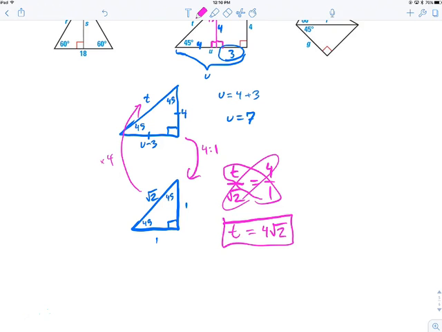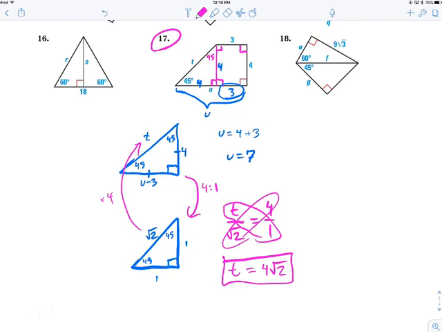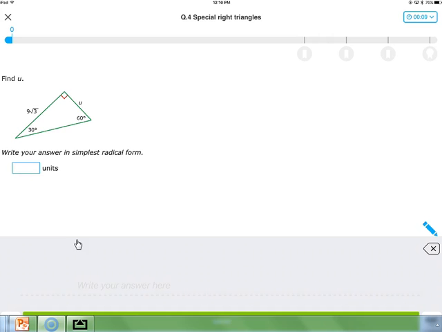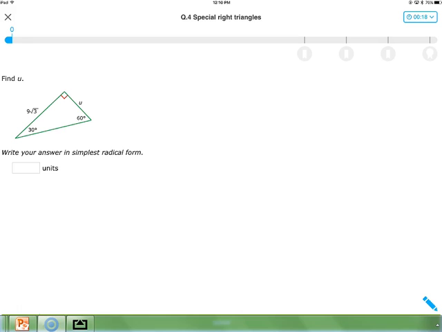All right, so what we're going to do now is switch over to IXL and get some practice on there. All right, so here we are in IXL. We're practicing Q4 in geometry. So I've got a 30, 60, 90 triangle, and I want to find the value of u. So I'm going to set up a 30, 60, 90 triangle oriented the same way. So it looks like this. And we've got our 30, 60, 90.